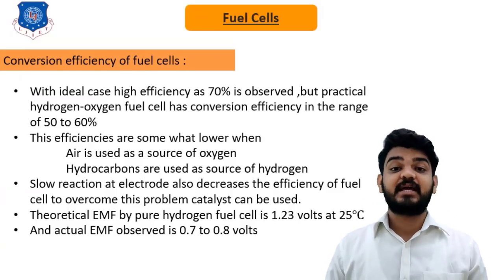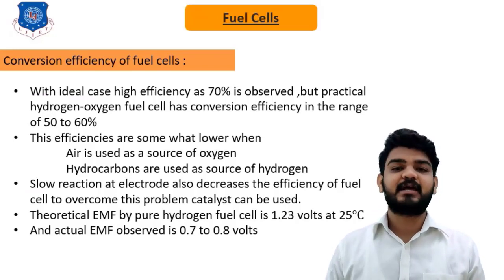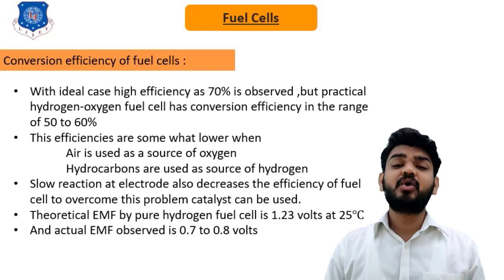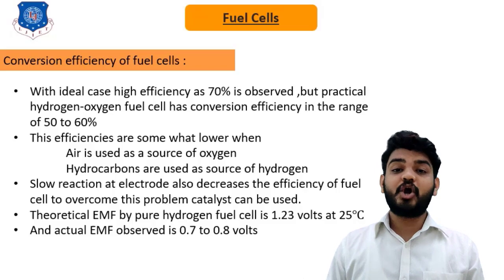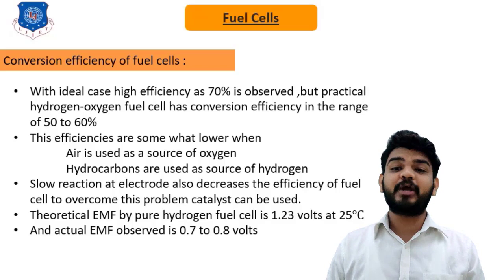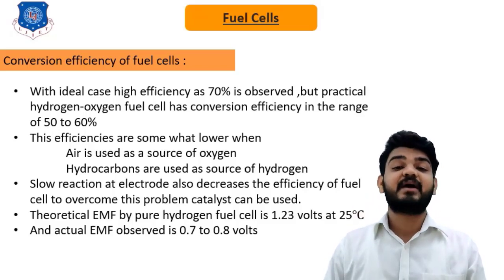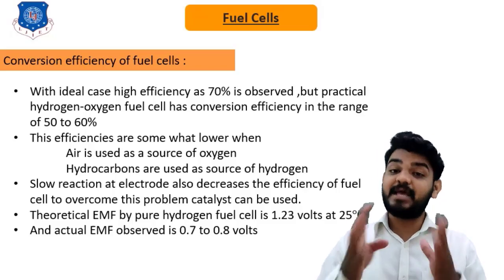This efficiency gets reduced when the source of hydrogen is hydrocarbon and the source of oxygen is air. Slow reaction at the electrode also reduces the efficiency of a typical fuel cell. The theoretical EMF of a hydrogen-oxygen fuel cell is around 1.23 volts, while in actual life around 0.7 to 0.8 volt of EMF can be produced by the hydrogen-oxygen fuel cell at the same condition.